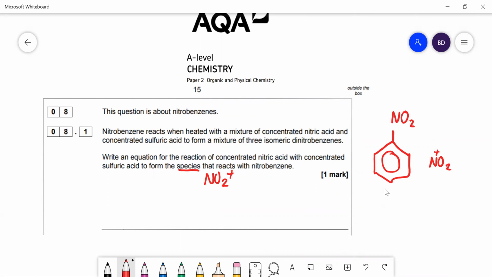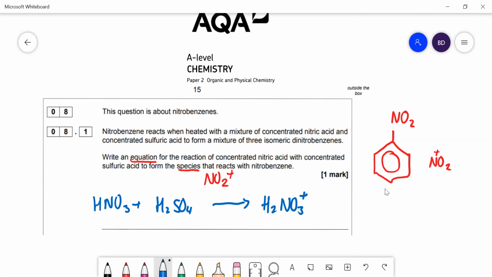I always prefer to write 2 equations here, and if you look in the mark scheme, they always accept this. So nitric acid plus H2SO4. The nitric acid actually acts as a base and accepts a proton from the sulfuric acid. So that becomes H2NO3+. And the sulfuric acid acts as an acid, so it loses a proton and becomes HSO4-.